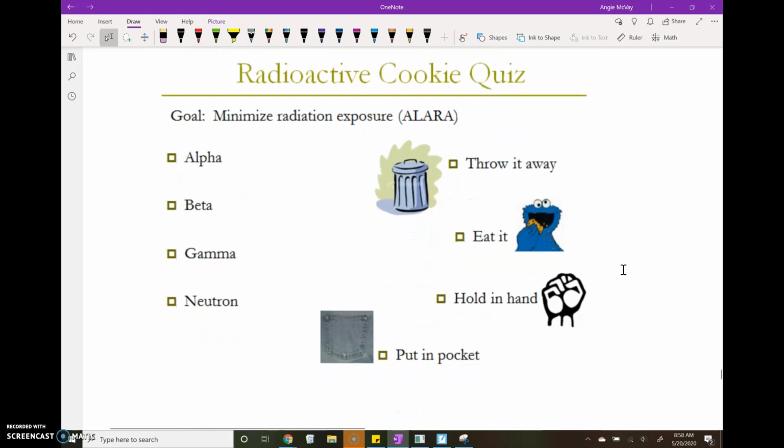Okay, so now I've got a quiz. This is a matching quiz. I want you to think for a minute about what you would do for each of these particles to protect yourself from each of the particles. So what would you do with alpha, beta, gamma decay? Would you throw it away, eat it, hold it in your hand, or put it in your pocket? And there's one correct answer associated with each type of decay. So take a moment and see what you can do.